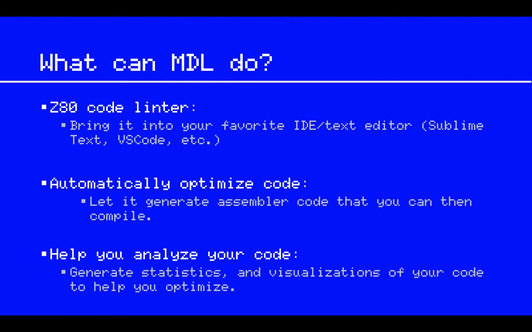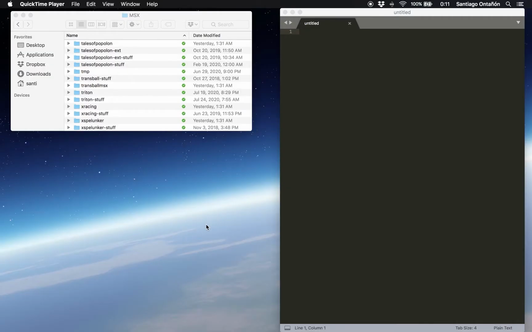You can also use it to automatically optimize code, like let it actually generate assembler code that you can then compile. Or you can also use it just to analyze your code, right? It can generate statistics and visualizations of your code that can help you optimize. So let me just show you very quickly how to use it in each one of these three ways. All right, so let me show you how to run MDL as a linter.